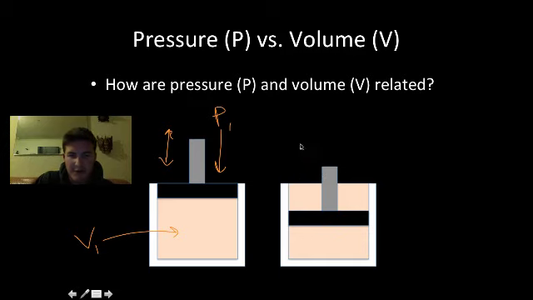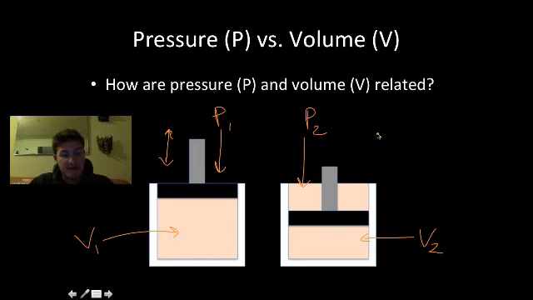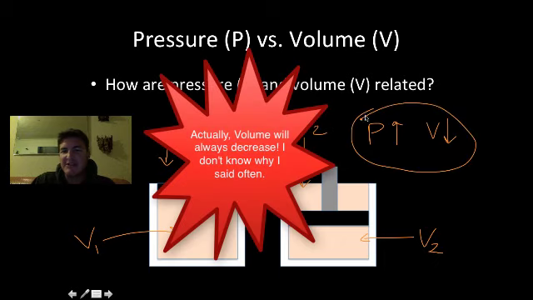Now, if we push harder, if we add more pressure, we'll call that pressure 2, then that piston's going to move down. And what happens to our volume? Well, volume, as you can see, becomes less. So pressure up, less volume. Really what you need to remember is that when pressure goes up, the volume of the gas often goes down. So you need to remember that relationship. As pressure goes up, volume is going to go down.